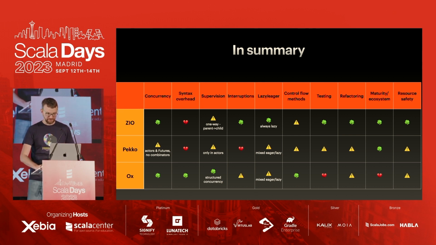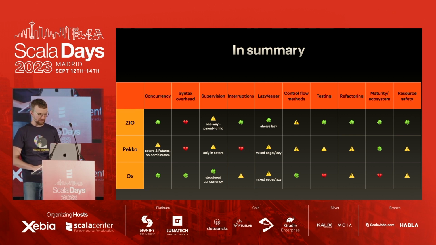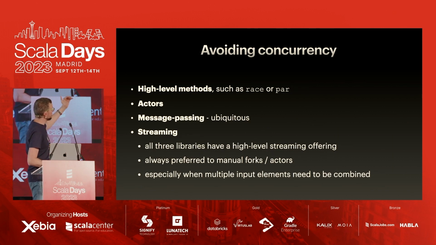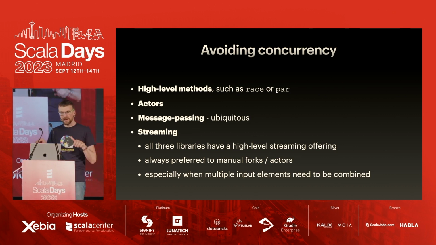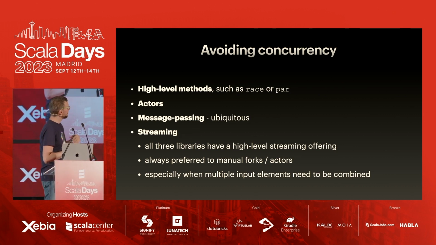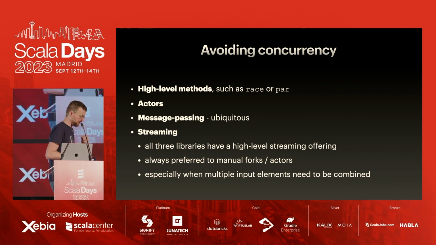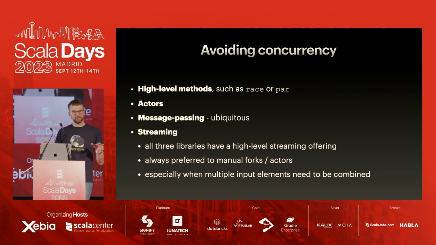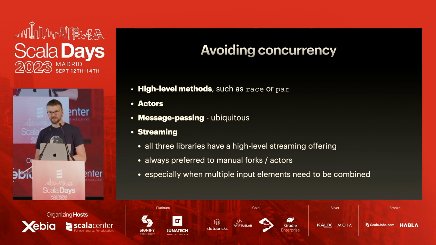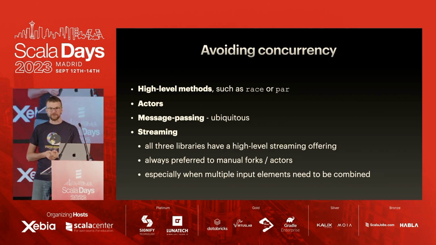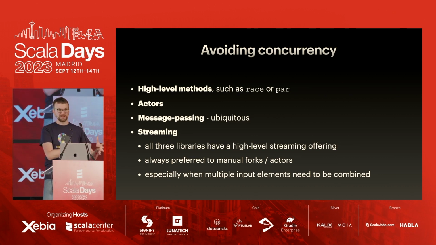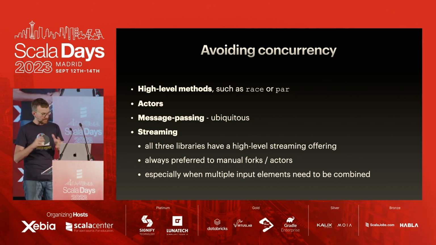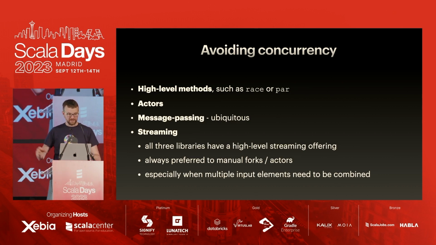So, to avoid concurrency, what can you do? You've got these high-level methods such as racing and parallel, which help you to really hide concurrency behind a method invocation. Also, something that's ubiquitous: when you've got some kind of a global process that you need to communicate with from many different parts of your system, you will probably end up using actors, and that is a good thing to do. You can use actors both in Pekko, but also in the other approaches as well, by using local actors, of course. In Pekko, you can also have distributed actors, a whole other thing.